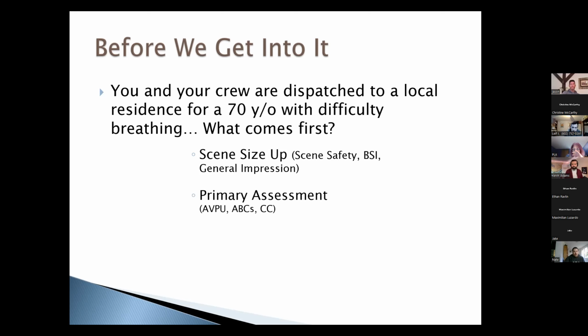Listen to their lungs, blood pressure, SpO2, heart rate. Yep, so vital signs, right? Let's get a baseline set. Let's listen to their lungs, especially if they're having difficulty breathing.